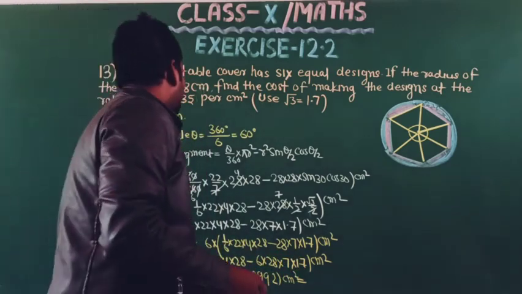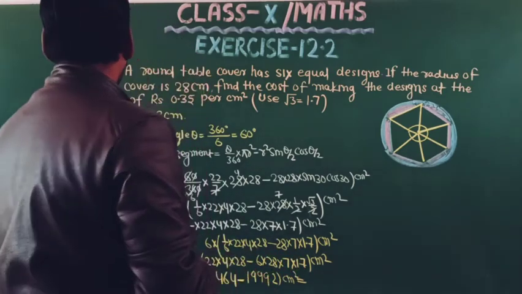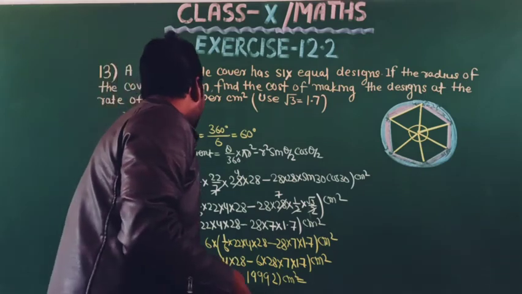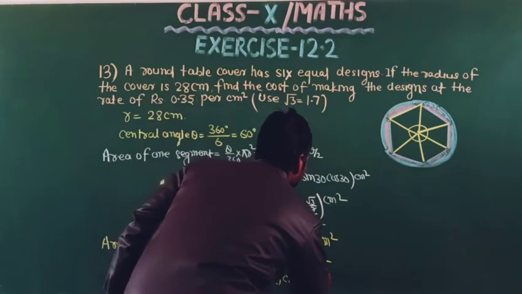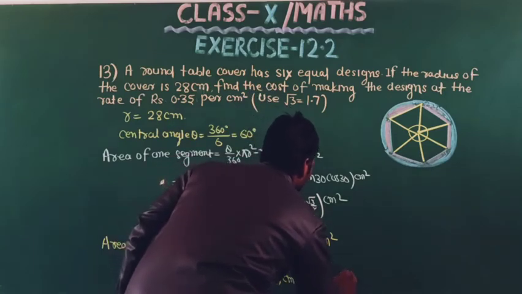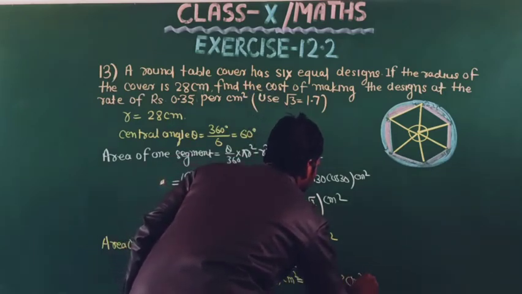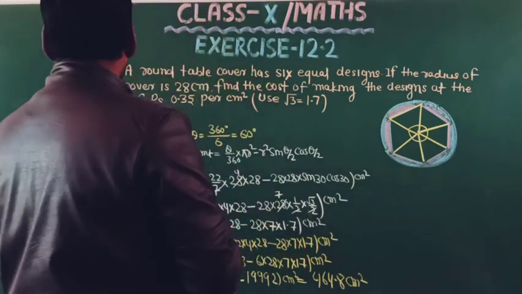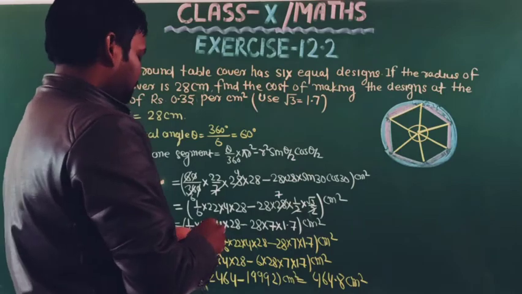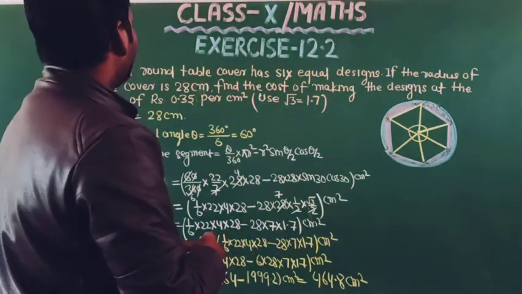After simplification, that gives the value of the area of 6 segments equal to 464.8 centimeter square.